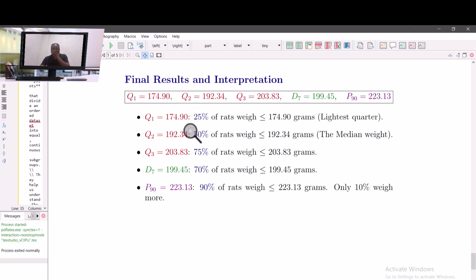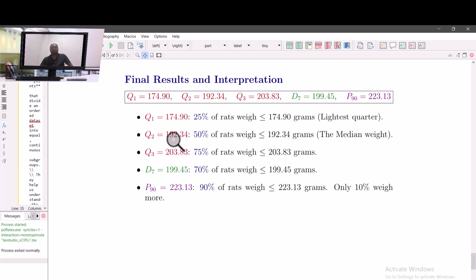What is left is to interpret these figures with respect to the real world, right? What is quartile 1, what is quartile 2, quartile 3, decile 7, P90? In short, quartile 1 is 174.9, meaning that 25% of rats weigh less than or equal to 174.9 grams.